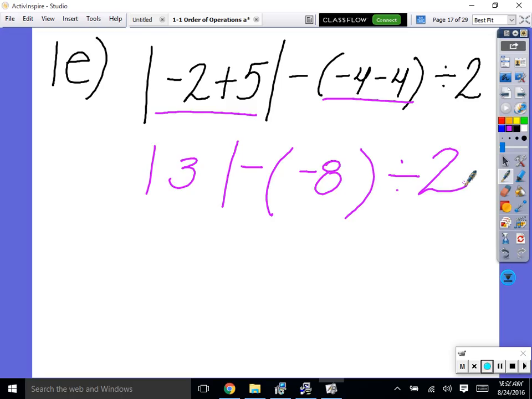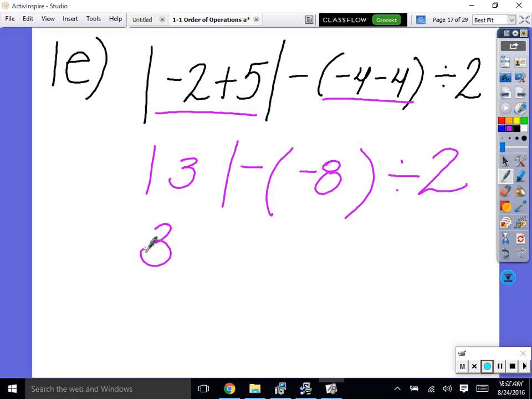So now let's simplify one more time inside parentheses or absolute values. The absolute value of 3, absolute value means positive amount. So the positive amount of 3 is 3. If that were a negative 3, we would still put 3. Does that make sense? The absolute value of negative 3 is positive 3. So we have 3. Now, should we subtract first or should we divide first? Probably divide, right? Divide first, yeah?